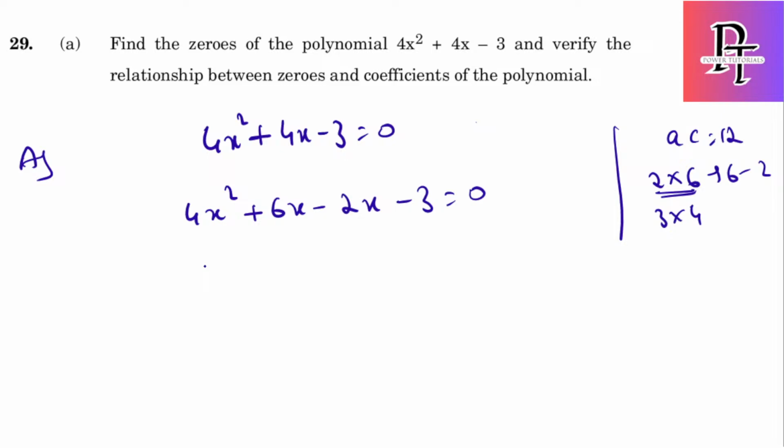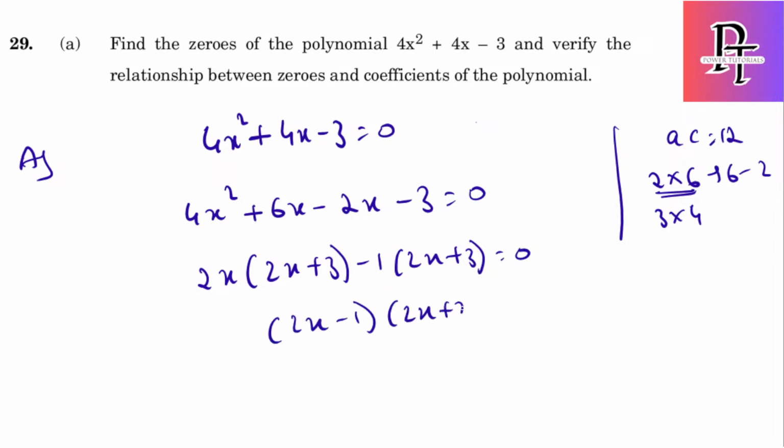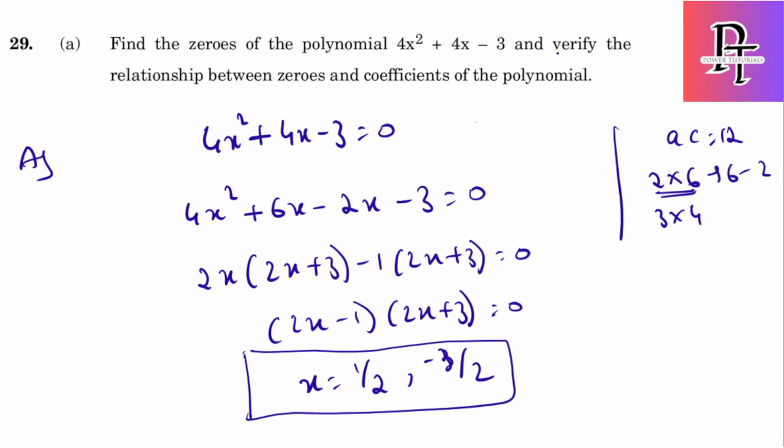If I take 2x as common, it becomes 2x plus 3, and here if I take minus 1 as common, I will get 2x plus 3. So simply 2x minus 1 and 2x plus 3 is equal to 0. So x value will be 1 by 2 and minus 3 by 2. So the zeros of the polynomial are 1 by 2, minus 3 by 2. But they are not only asking for zeros, they are also asking to verify the relationship between zeros and coefficients of the polynomial. The relation is: sum should be equal to minus b by a, and product should be equal to c by a.